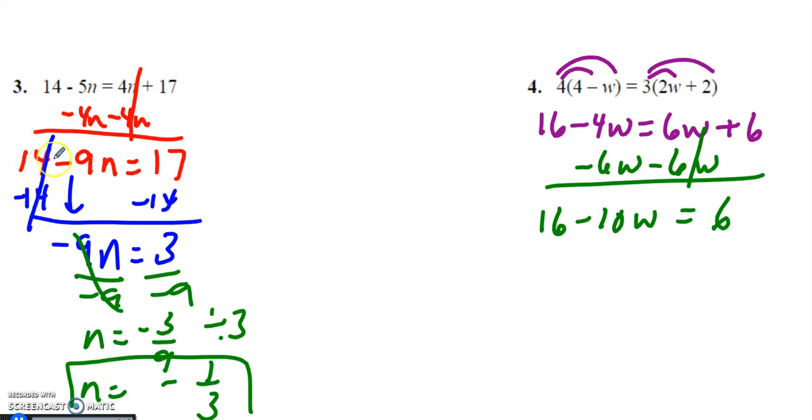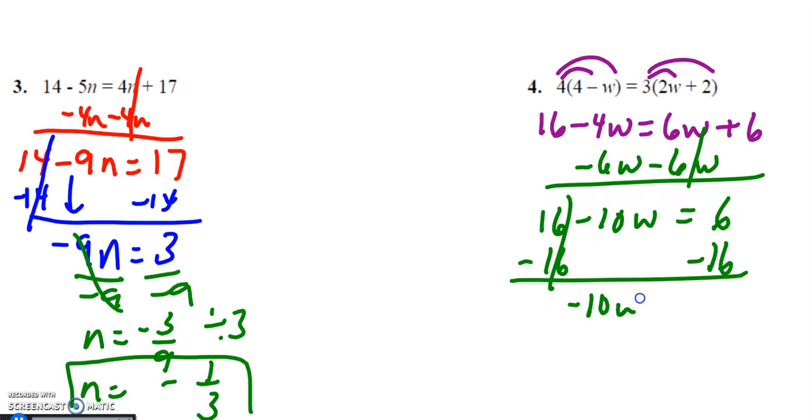Just like this equation where we needed to subtract the 14, now we need to subtract the 16 from both sides so that this combines to be 0. Again, don't forget to carry down the negative. Negative 10w equals 6 minus 16, which is negative 10.